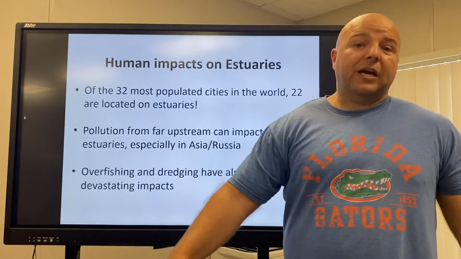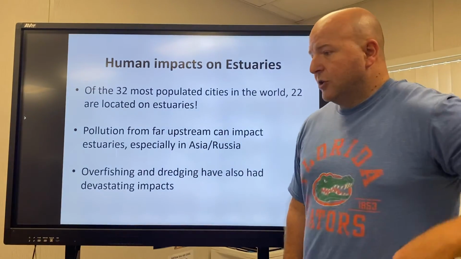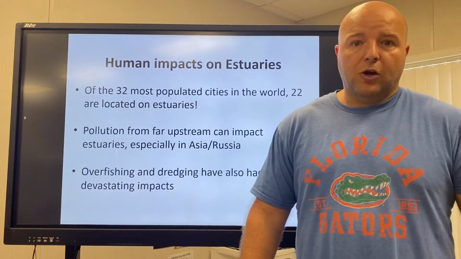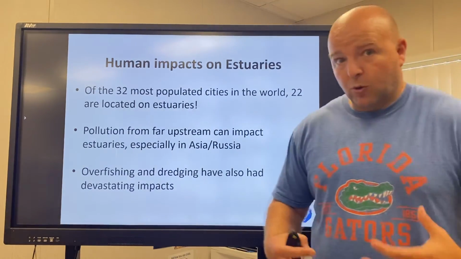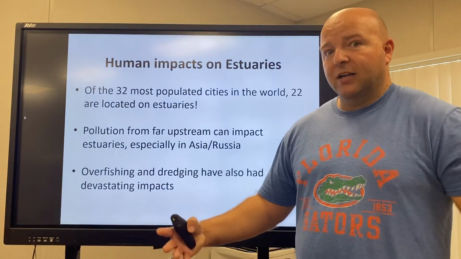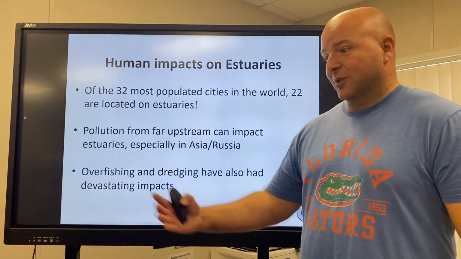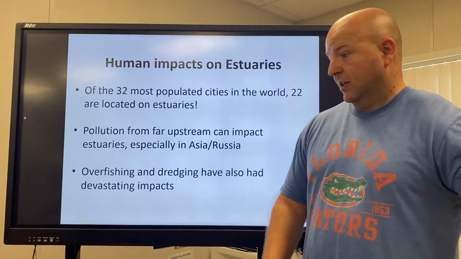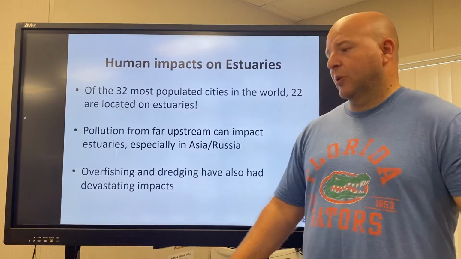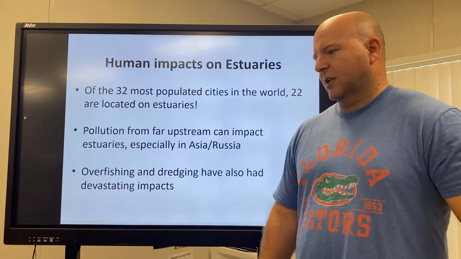Some of the human impact on estuaries, just like everything else, is not very good. Of the 32 most populated cities around the world, 22 of them are located on estuaries. So they have played an important role in the life of humans, but unfortunately we have not been reciprocal with that affection. We have hurt these estuaries. Pollution from upstream can come down. There are a lot of places in Asia and Russia, but in the United States too, to another degree, and in a few of these other places around the world that don't have the same kind of regulations.